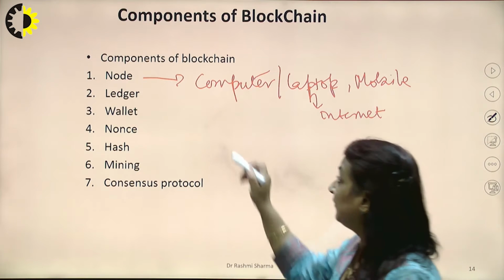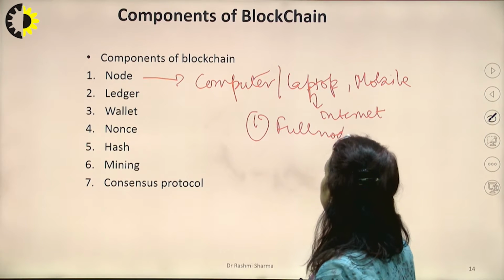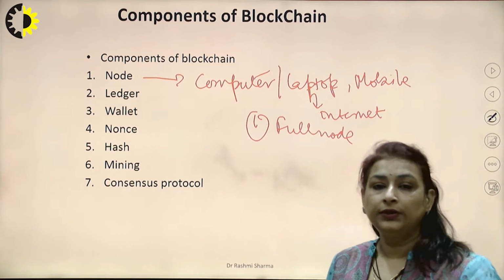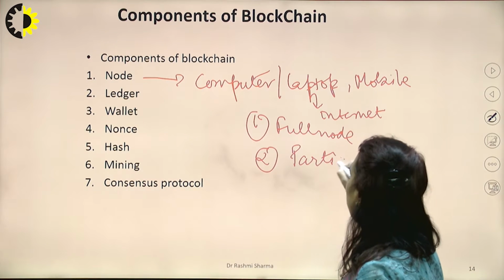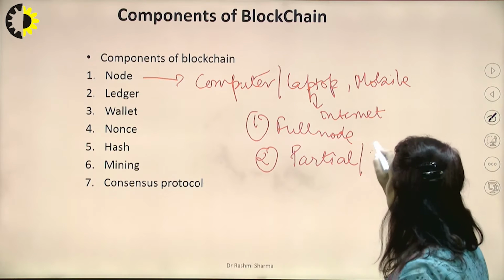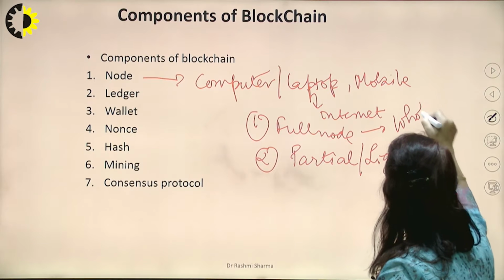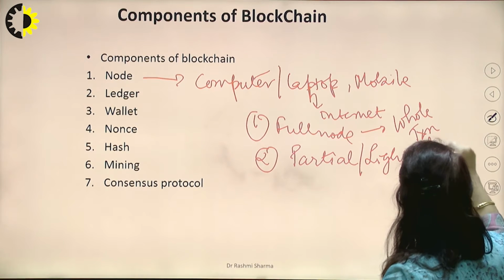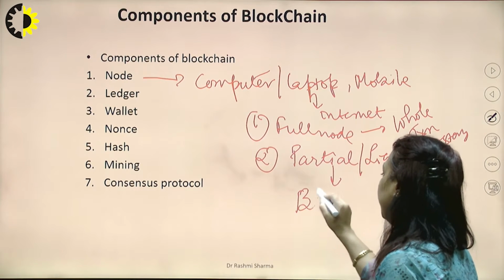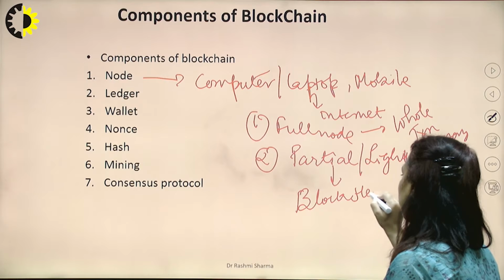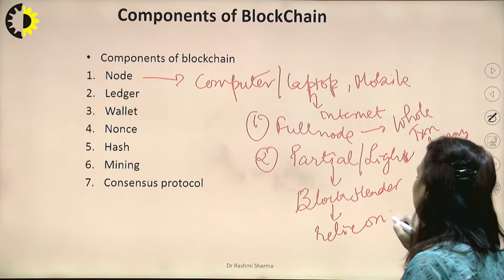We have discussed there were two types of nodes. One was the full node, which has all the history of the transactions from day 1 to the current date, and second was the partial node or the light node, which does not keep the whole transaction history. This partial node only keeps the block headers, and they rely on your full nodes.